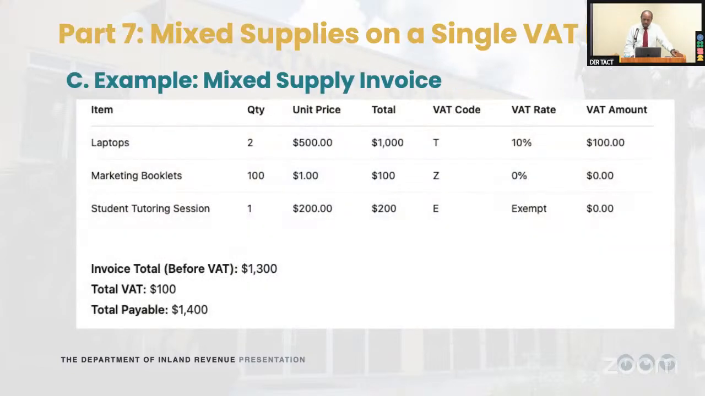So let's just look at this one for a quick sec. You have your laptops that are charged at the regular 10%. You have marketing booklets that are 0%. And then you have tutoring service that's exempt. So when you see your invoice for this particular service, you want to be able to see what the different items are, the unit cost for them, the total for them, what the code is that's being utilized with these things, and then the rate, and then the VAT amount.